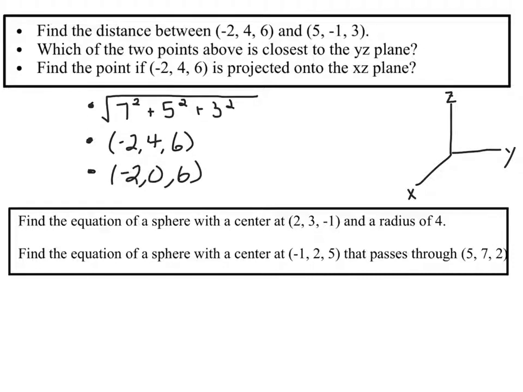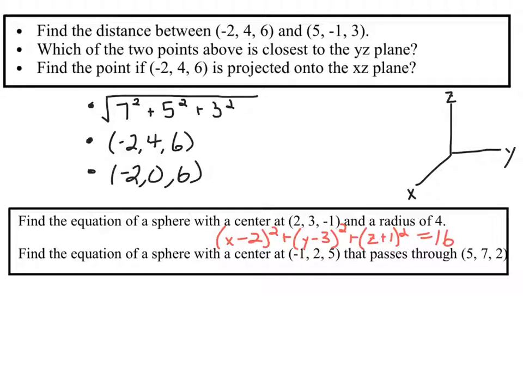All right, moving on. The equation of a sphere with a radius. Well, I'm going to write this just right below. Remember, we do x minus the x coordinate, plus y minus the y coordinate, plus z minus the z coordinate, equals 16, the radius squared. Now, it says find the equation of a sphere with that center.